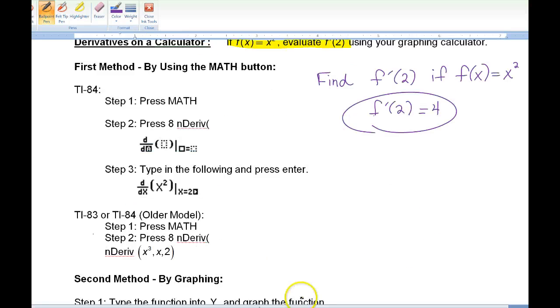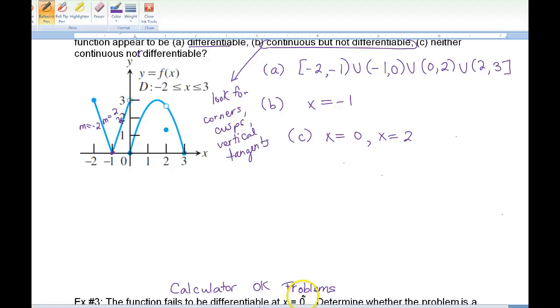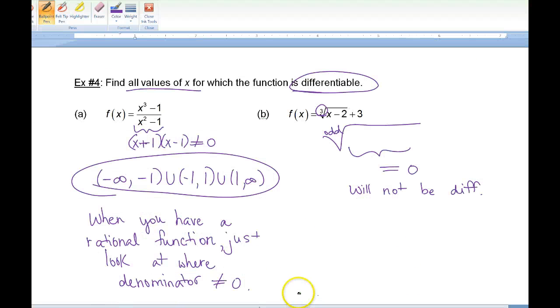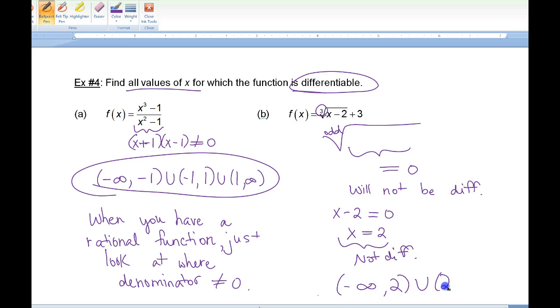So if you look, basically you look at the transformation. So in this case, right, we have x minus 2. So if you set that equal to 0, you get x equals 2. That's where it's not differentiable. Okay, so it's not differentiable here. So it's everywhere else. So we'd have negative infinity to 2, and then 2 to infinity.